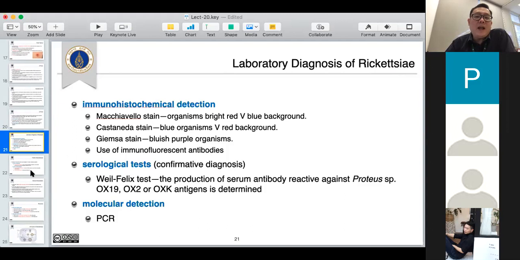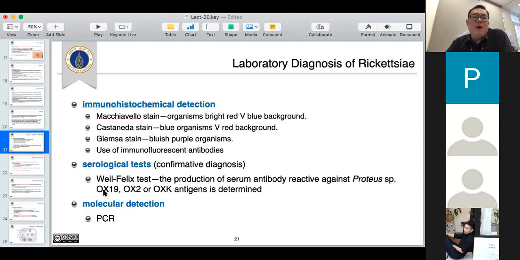The laboratory diagnosis for Rickettsia is immunohistochemistry, okay? They stain with many dyes, like Giemsa stain. Serologic tests use antibody to identify antigen. The Weil-Felix test is the production of serum antibody reacted. This one needs a culture of Proteus vulgaris to see the antigen.